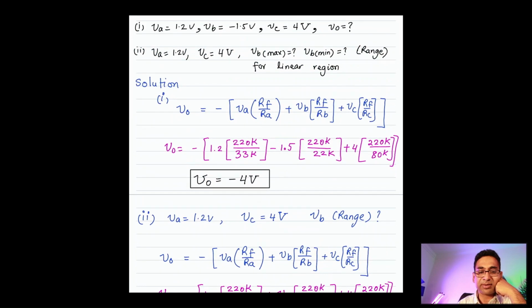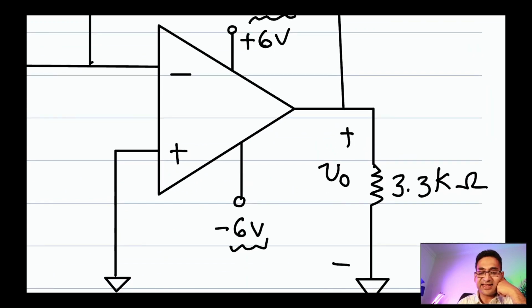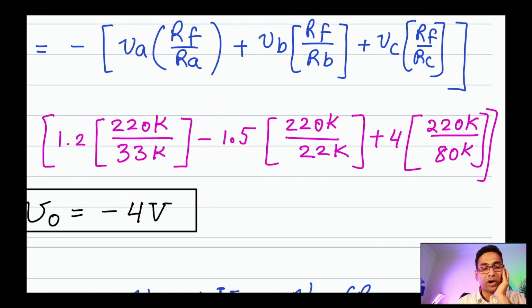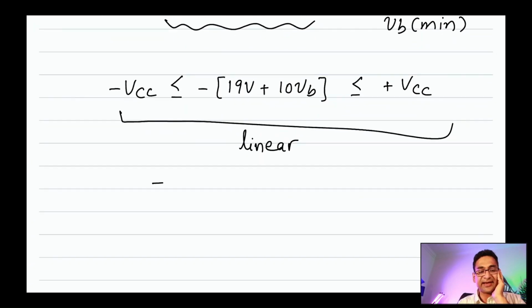What are the power supplies? Plus VCC is 6 volts, and negative VCC is negative 6 volts. Let me double check. There, correct. So all we have to do is calculate this expression: negative VCC less than or equal to negative 19 volts plus 10 VB less than or equal to plus 6 volts.